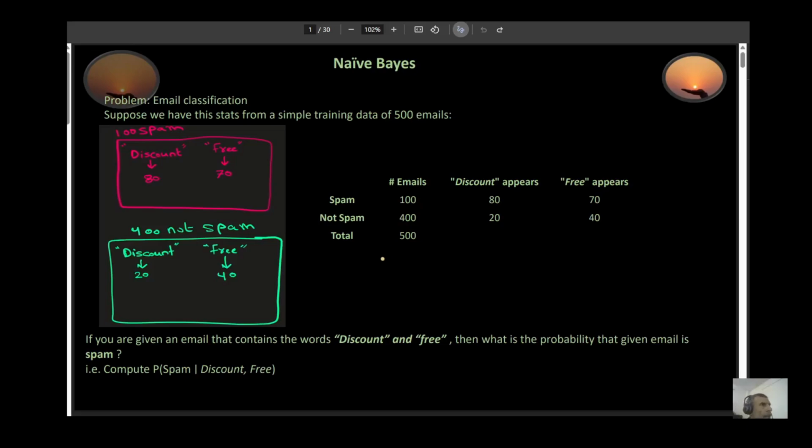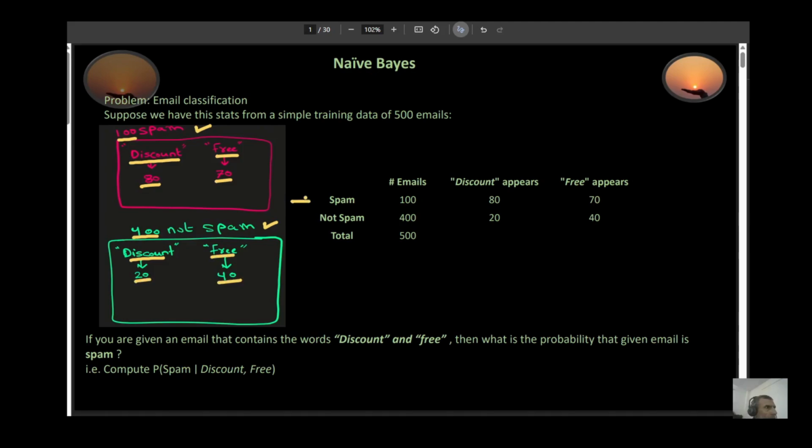Suppose you're given a training data of 500 emails. Out of those 500 emails, 100 are spam and 400 are not spam. Of the 100 that are spam, the word discount appears in 80 of them, and the word free appears in 70 of them. On the other hand, of the 400 emails that are not spam, the word discount appears in 20 of them, and the word free appears in 40 of them.